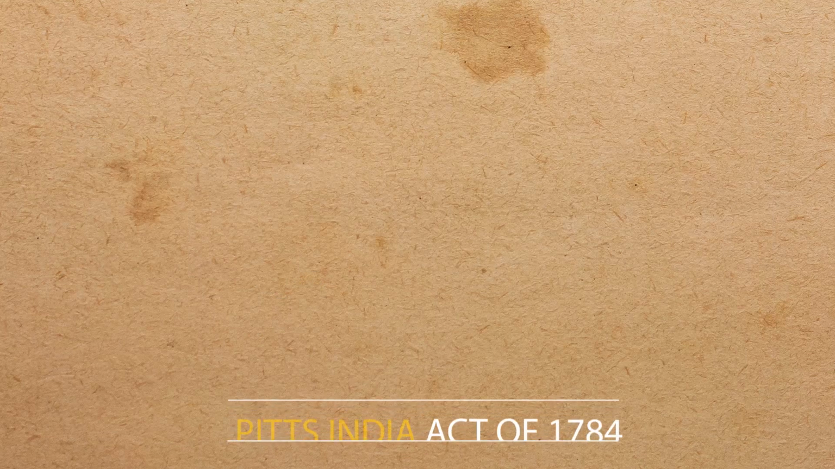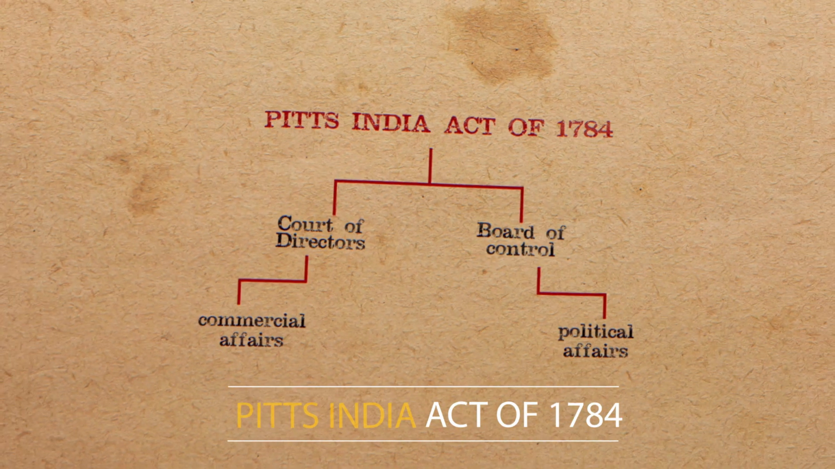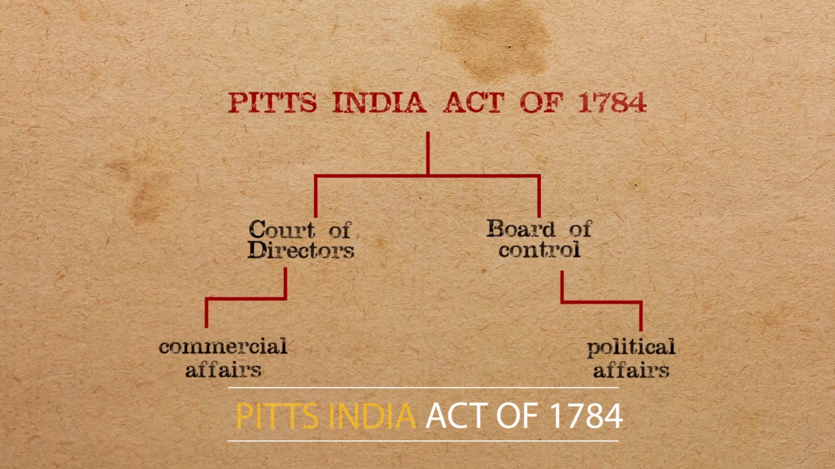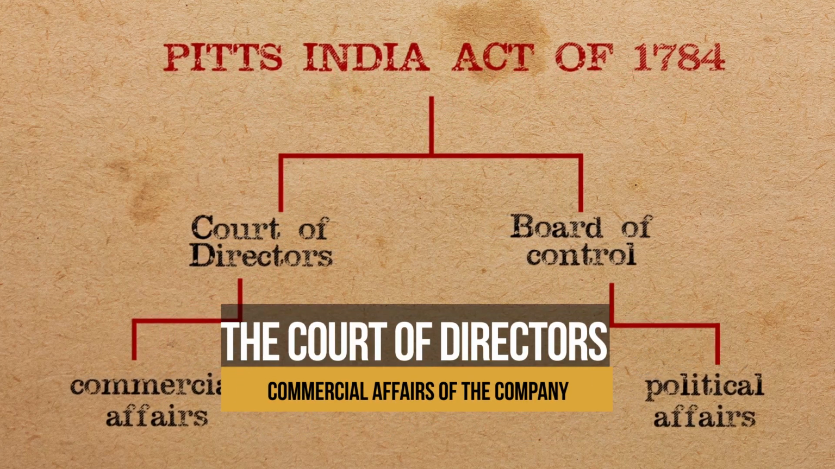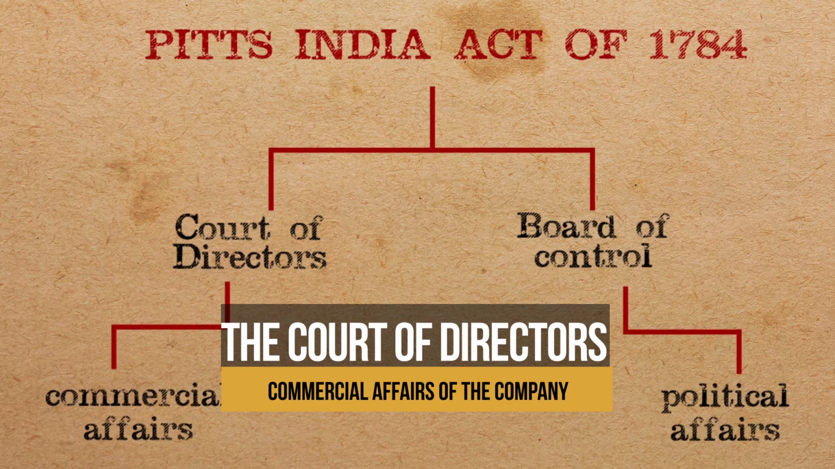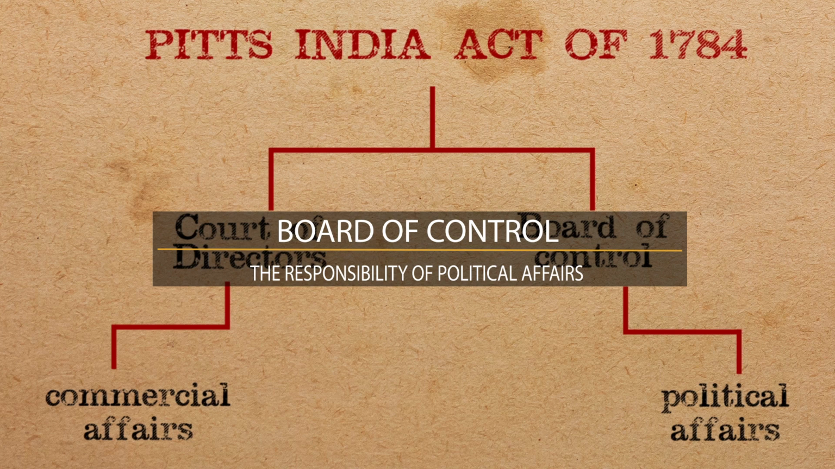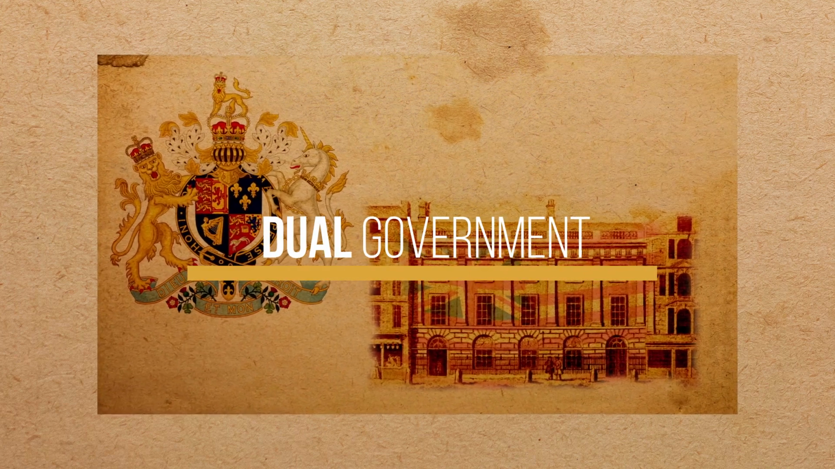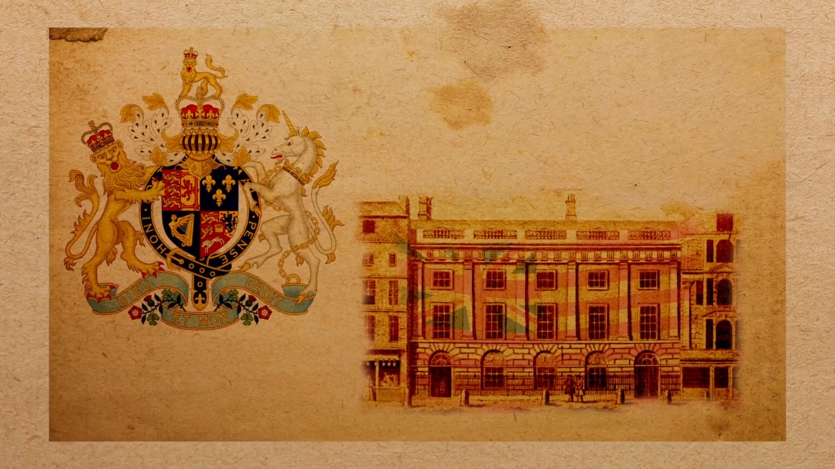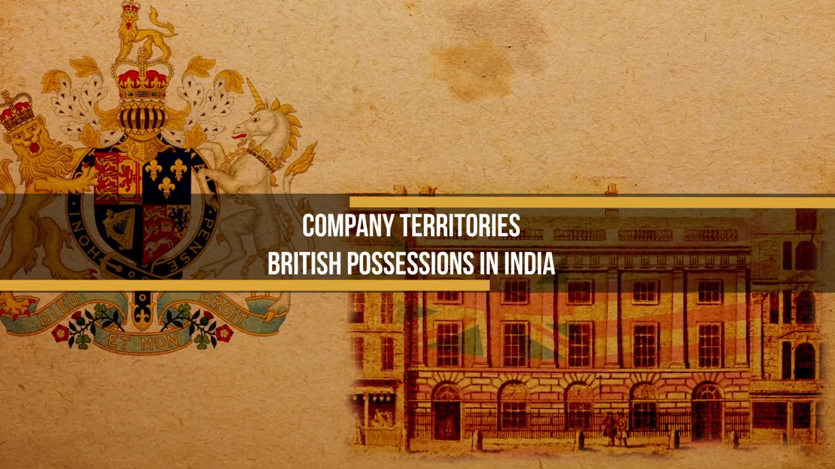The next act we are going to see is Pitt's India Act of 1784. Pitt's India Act distinguished between the commercial and political functions of the company. The Court of Directors was entrusted with the responsibility to manage the commercial affairs of the company. The Board of Control was entrusted with the responsibility of political affairs. Thus, Pitt's India Act established the dual government, that is, a double government system. The company territories in India were for the first time called British possessions in India.